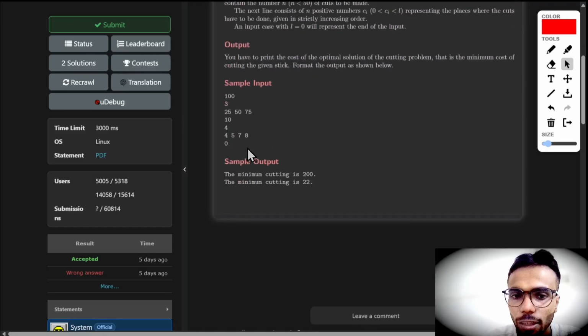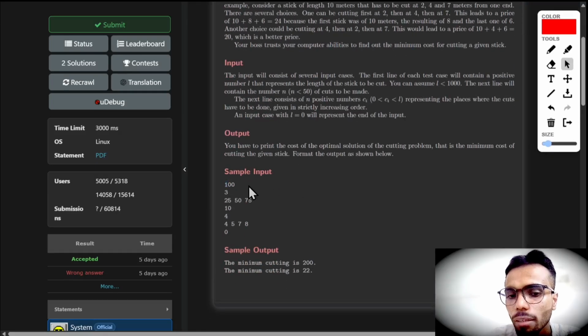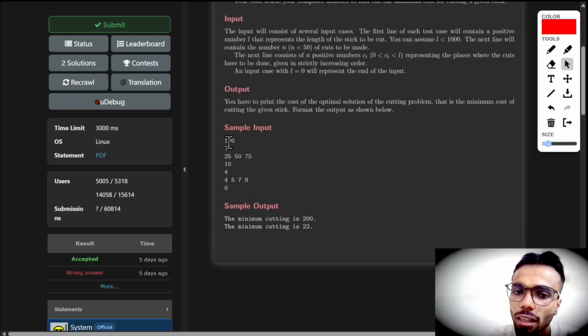So look at this, guys. This is a bit trickier here. In general, in CF, we are given the number of test cases, but here we are not. In one test case, we are given the length of the stick that I need to perform the cut on, the number of cuts, and the coordinates where we are performing the cut. The same goes for another test case, but the moment L becomes 0, our test cases end. So that's what we need to take care of.